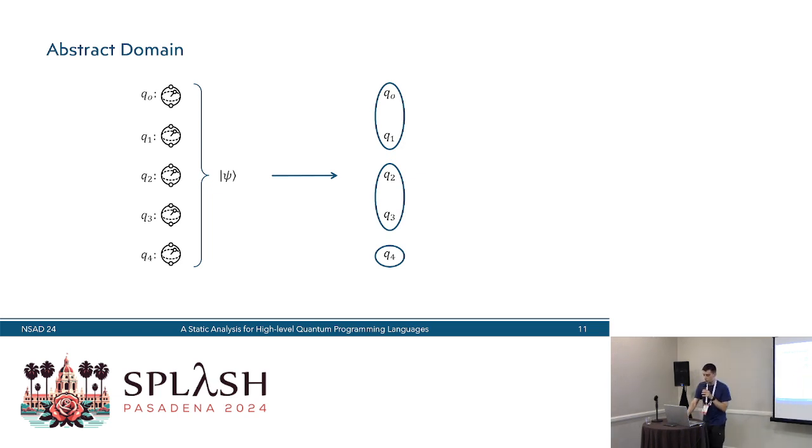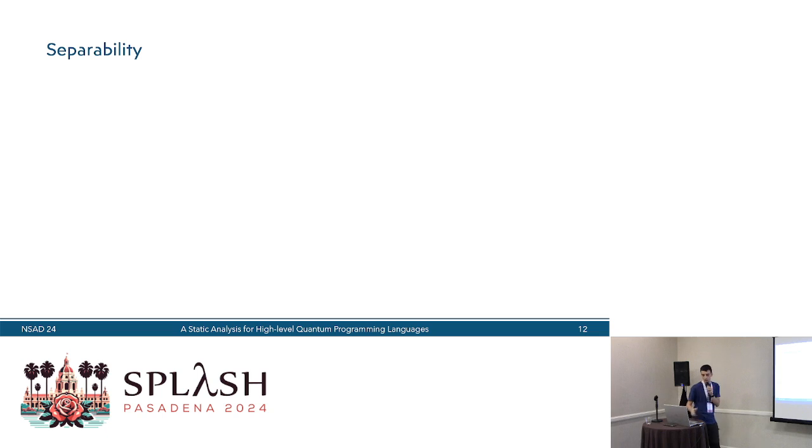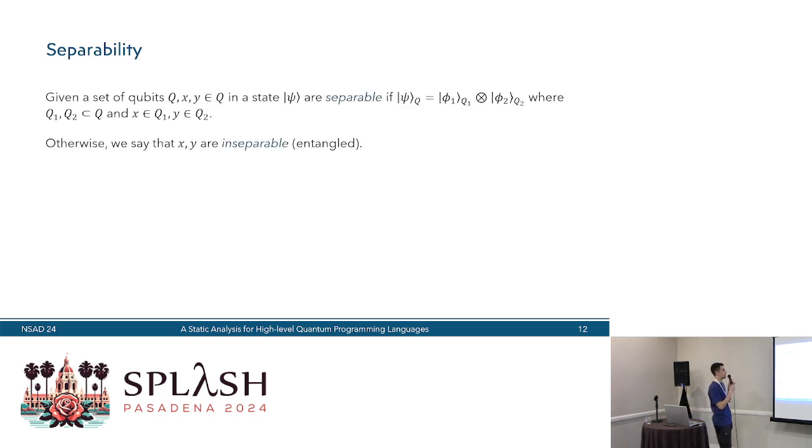So first we need to define some properties. The first property that we define is the separability that we have already seen before. We generalize this property. We saw separability before in the case of two qubits. In general, if we have a set of qubits and two qubits in this set, we say that these two qubits are separable if we can break the state into two states where, for example, X is here and Y is here. And when this doesn't happen, we say that these two qubits are inseparable.